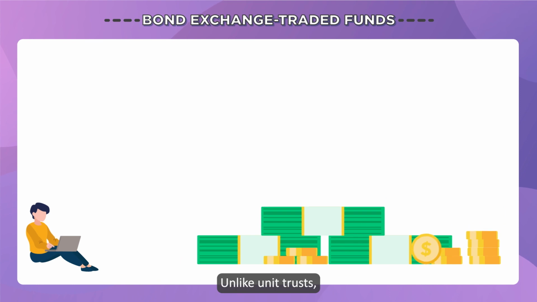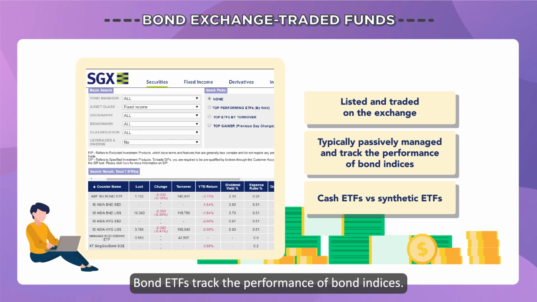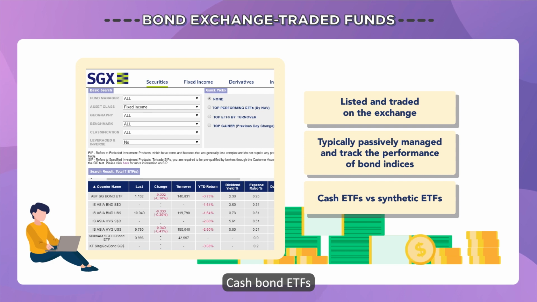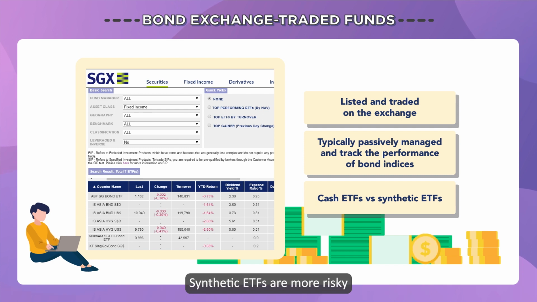Unlike unit trusts, ETFs are listed and are usually passively managed. Bond ETFs track the performance of bond indices. Cash bond ETFs will invest in the underlying bonds directly, whereas synthetic bond ETFs will use derivatives such as futures and options. Synthetic ETFs are more risky given their complex structure and are therefore most suitable for institutional and professional or accredited investors.